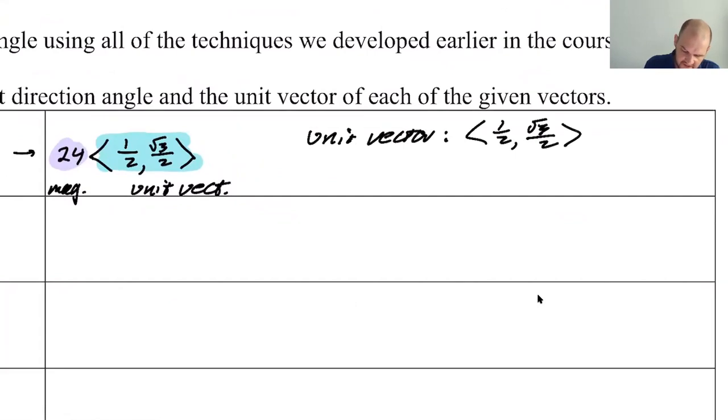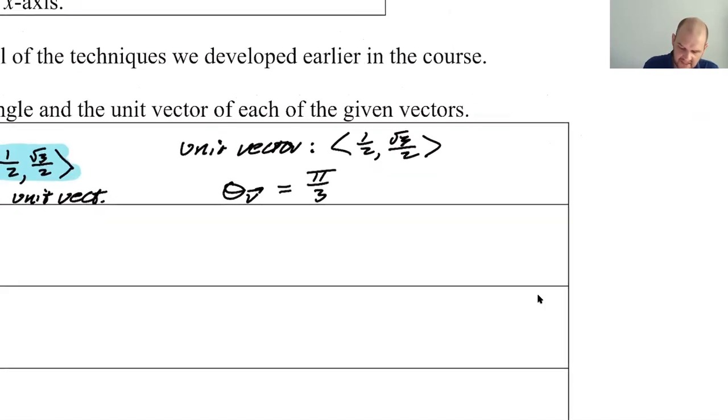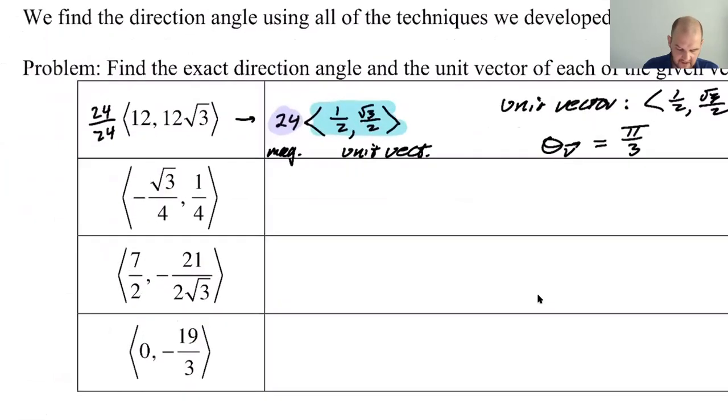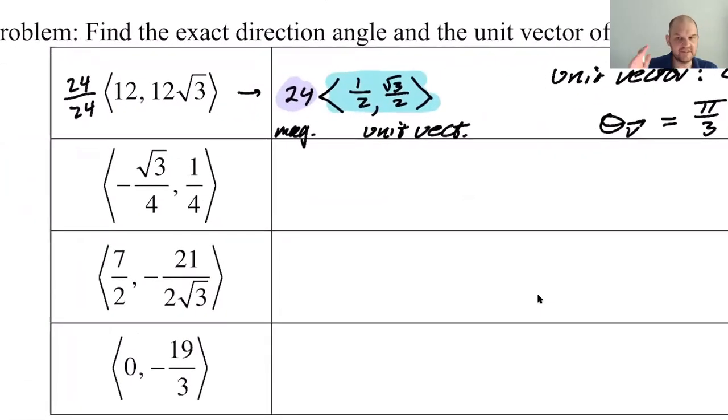And then the direction angle, so I'm going to say it's theta sub v. Well, what angle goes with 1/2, radical 3 over 2? That's pi over 3. Which means I can rewrite my unit vector if I wanted to as cosine pi over 3, sine of pi over 3. Do I want to do that? Yeah, I mean, I probably do actually. If for no other reason, it's really good practice at this point. And maybe there is no other reason at this point, but definitely that's good practice. So you should definitely do that.